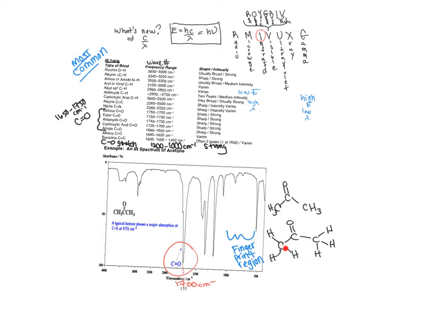Let's move on to CH. Now CH, we see an alkyne CH. That's not this one. We see a vinyl CH or aryl. Remember, vinyl means on a pi bond.